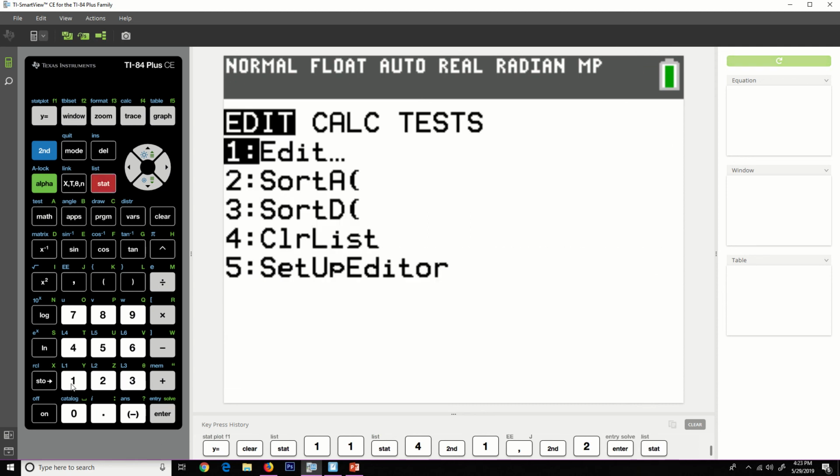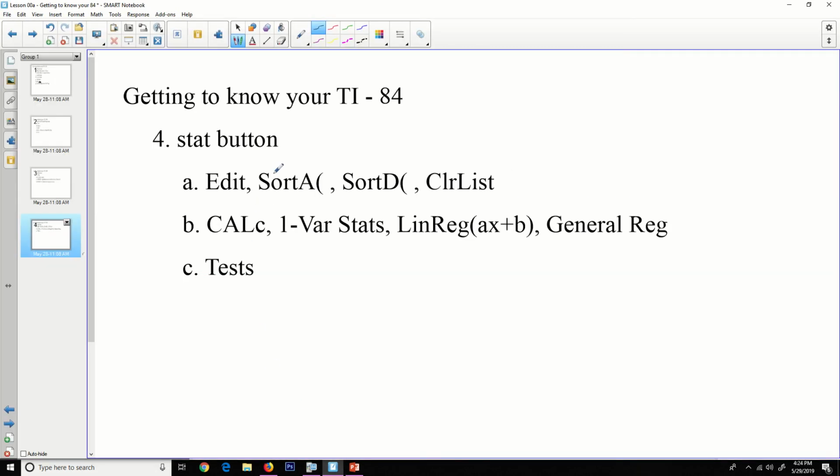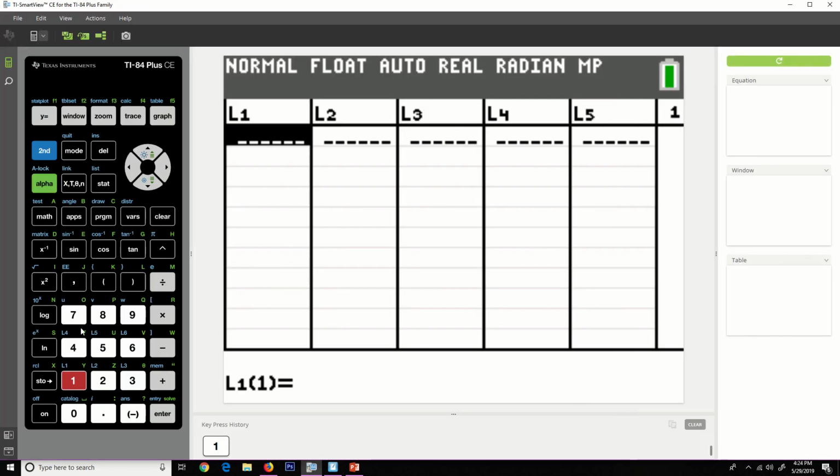If I go to stat and I hit edit, you can see I have no data in my lists. Now, sort A and sort D. Sort A is sort ascending, and so it'll start with the lowest value and sort to the largest value. If I hit sort D, it'll sort descending, so it'll start with the largest value and then descend, and sometimes that's useful.